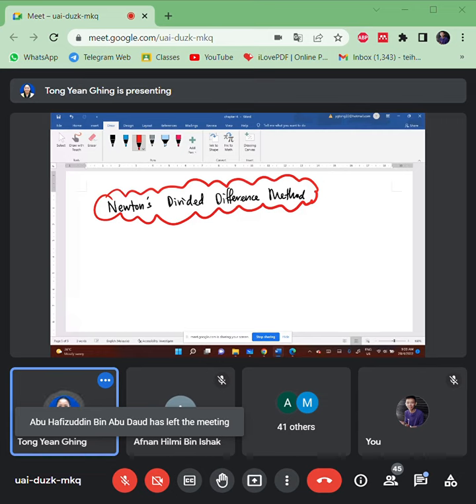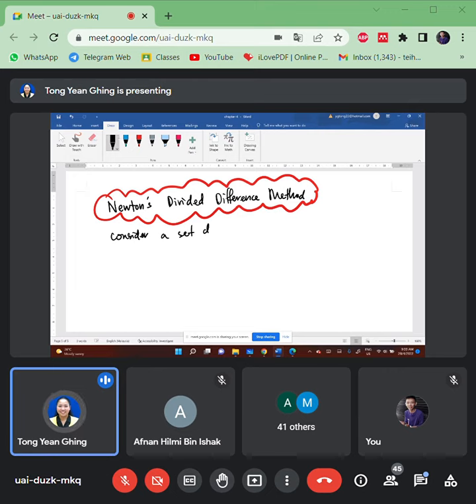Similar to Laplace, let's say we have a set of data points: x naught, f naught, x1, f1, and so on until xn, fn. This is the same as before, where I used f(x naught) or y naught. In this Newton divided difference, I use f because, in the formula, mostly they use f.